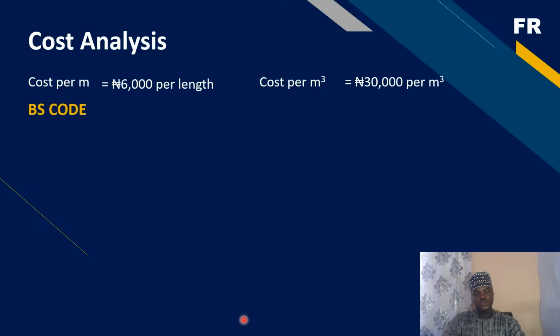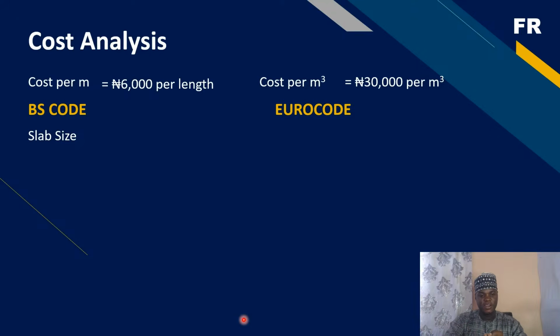So we are going to be having the cost analysis of the BS code on the left hand side and that of the Eurocode on the right hand side. So the first thing is the slab size. For the BS code, the slab that passed was 5 meters by 5.5 meters by 150.